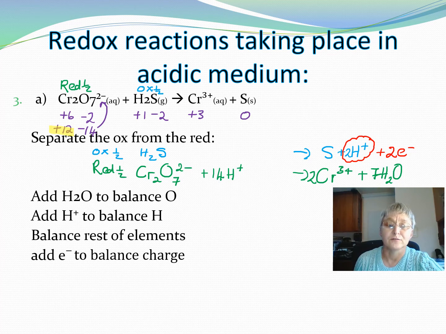On the reduction half reaction, my total charge here is -2 plus 14, so that is an overall charge of +12. On this side, we have an overall charge of 2 times 3+, so it is +6. To go from a +12 to a +6 charge, I need to add 6 electrons on the left-hand side of the arrow.